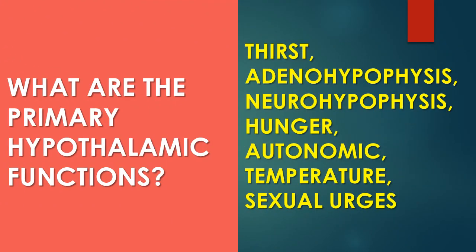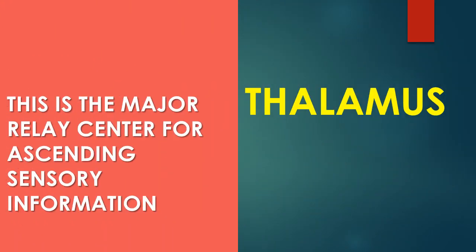What are the primary hypothalamic functions? Thirst, adenohypophysis, neurohypophysis, hunger, autonomic, temperature, sexual urges. This is the major relay center for ascending sensory information. Thalamus.